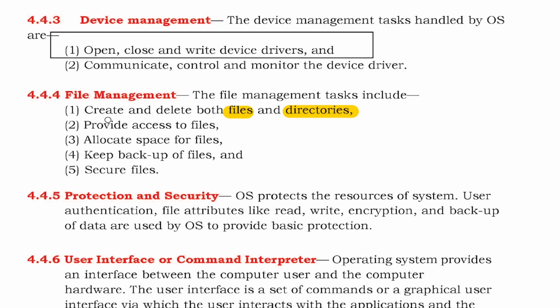So user authentication, file attributes like read, write, encryption and backup of data are used by the operating system to provide a basic protection. Normally, many people may be using the computers, and whenever you want to log on to the system, we have many resources. So if you want to use them, we need user authentication.